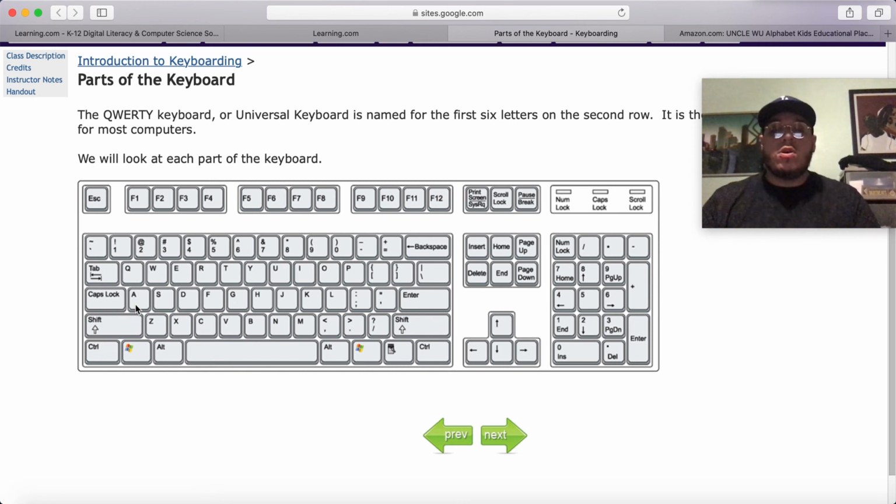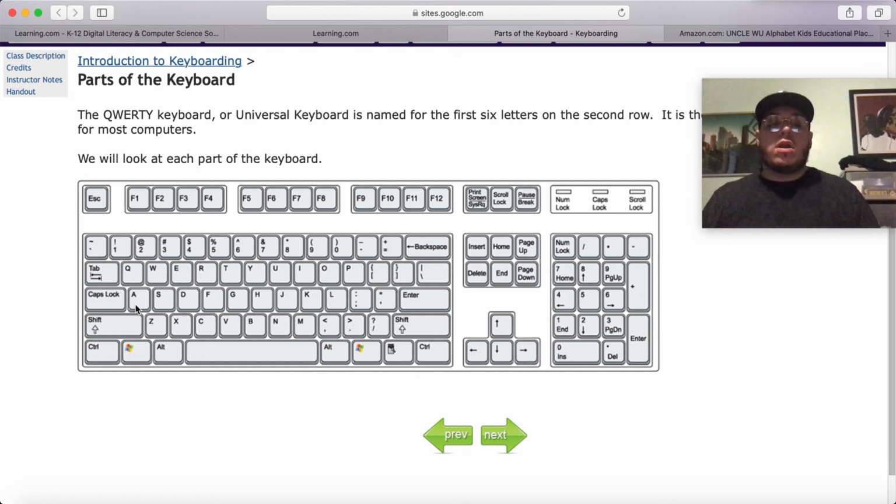I promise you, the more you do it, your fingers are going to start doing it real fast, and you're going to build up muscle memory in your hands to where you don't even have to look at the keyboard. You're just going to be able to look at your screen and type really, really fast. That's going to be really important in the future. Everything is on computers nowadays. Everything you have to type. So that's why we're practicing. You're starting at an early age.